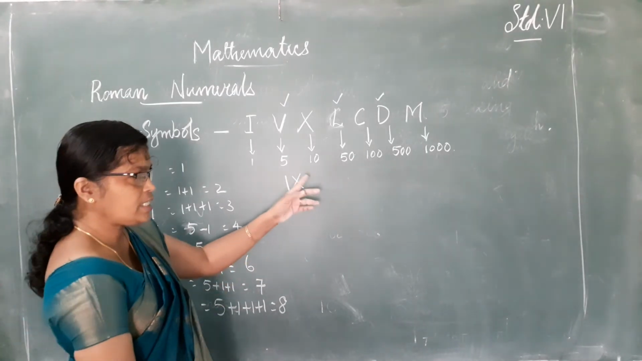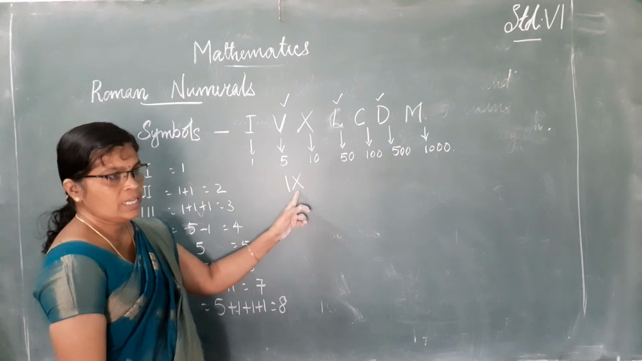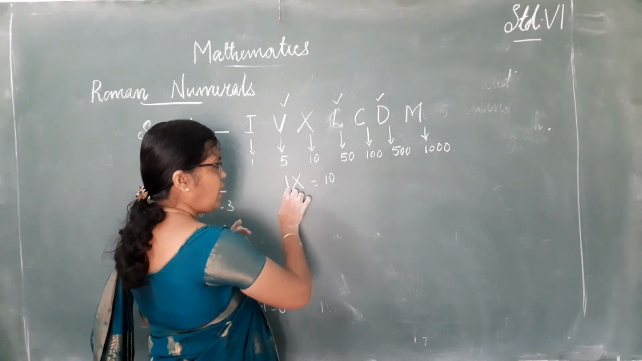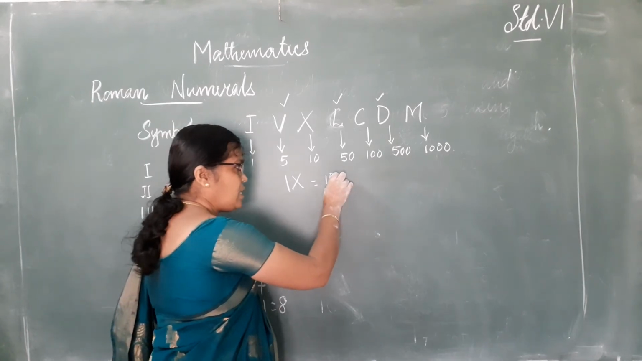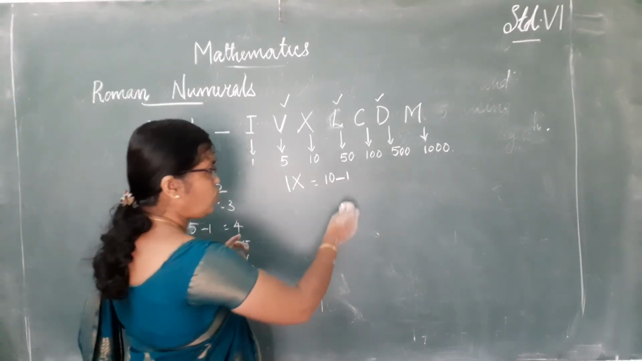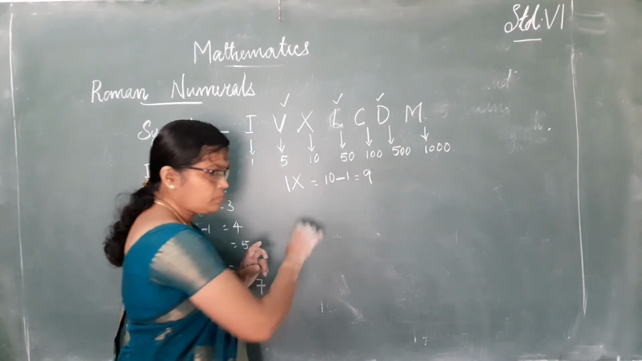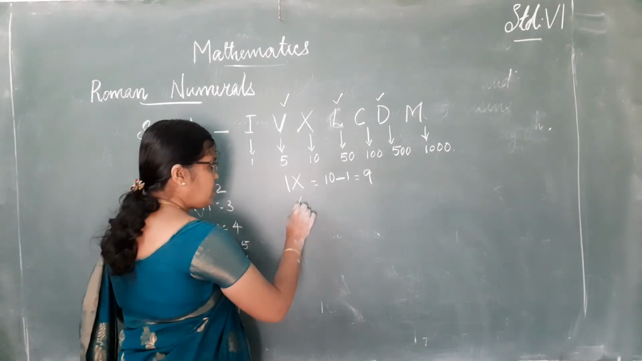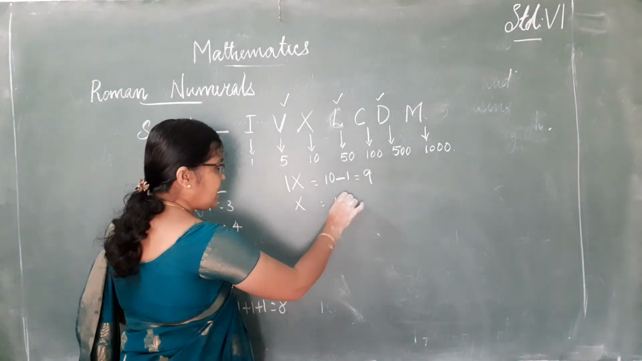Right? So that is IX. IX is the value of the greater symbol, 10, and the value of the smaller symbol, I, subtracted from this. That is 10 minus 1, that's equal to 9. Then for 10, we have the symbol X. This X is equal to 10.